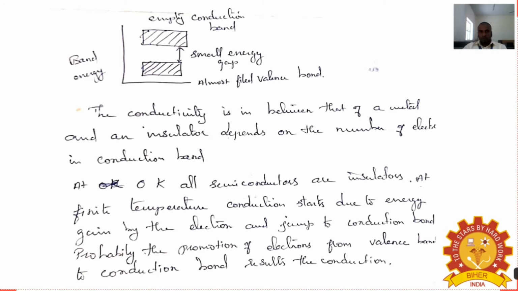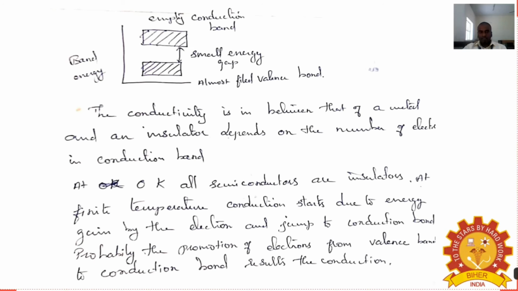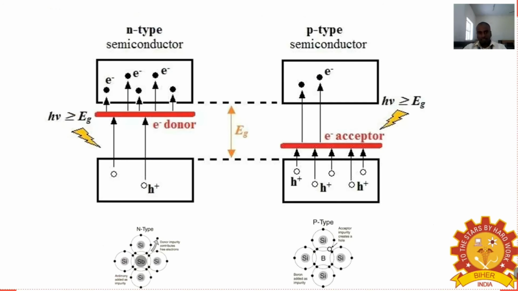Let's go to semiconductors. Semiconductors have a small energy gap. When we apply energy, electrons can easily jump from the valence band to the conduction band under particular conditions. Semiconductors are classified into two types: N-type semiconductors and P-type semiconductors.